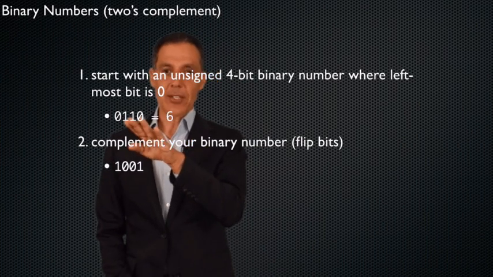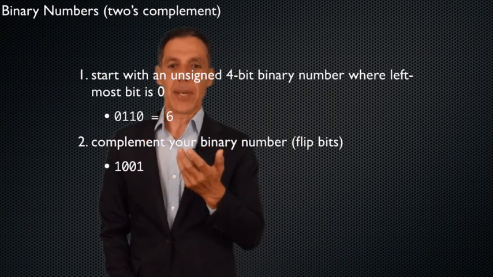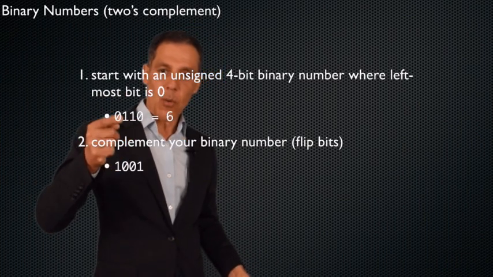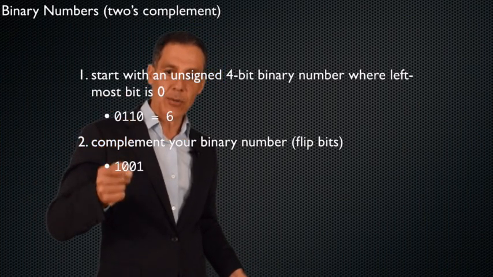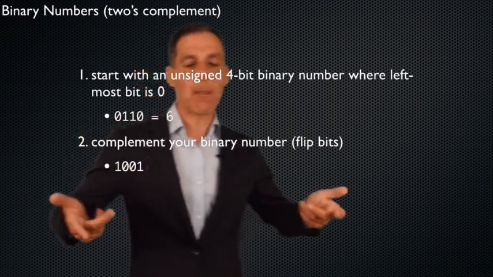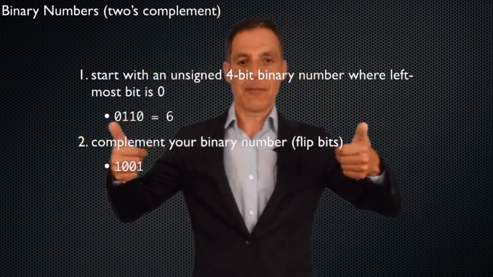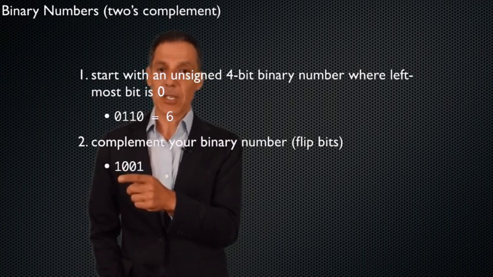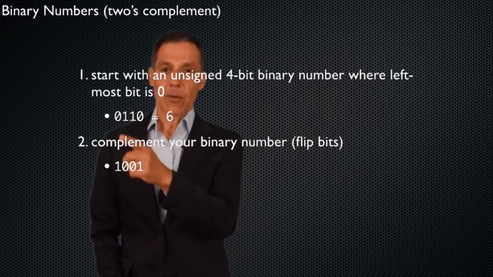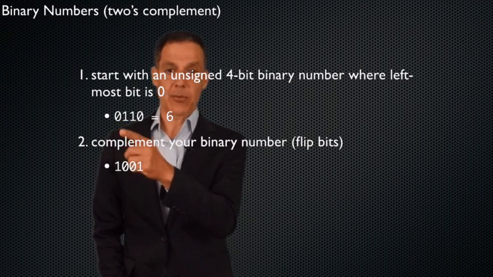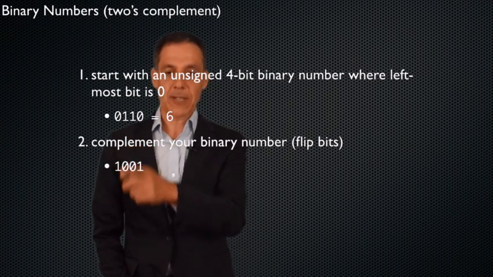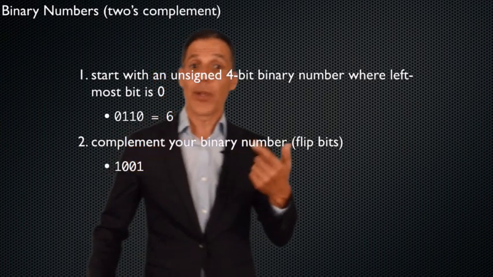Take that representation of 6 and flip the bits. It's called complementing the bits. So 0 goes to 1, 1 goes to 0, 1 goes to 0, 0 goes to 1. That's the complement where every bit has been flipped. Notice that by definition, that first position must be a 1. Why? Because that is by definition a 0, and when I flip that, it's going to be a 1. So anything that has a 1 in that most significant position will be negative.